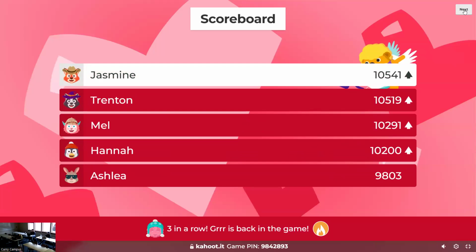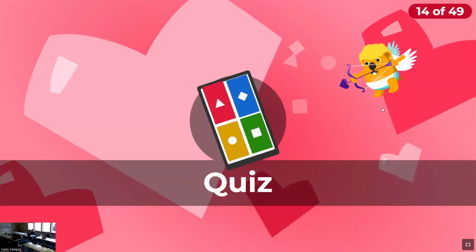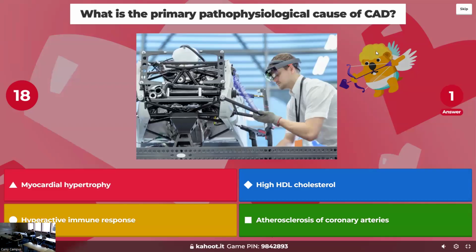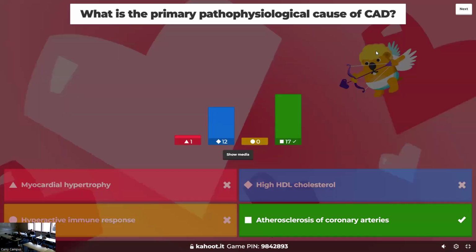All right, Jasmine's ahead. Okay. Come on, Heather, get back up. What is the primary pathophysiology or pathological cause of coronary artery disease? And that lower one is hyperactive immune response. Good. 17 got the correct answer.